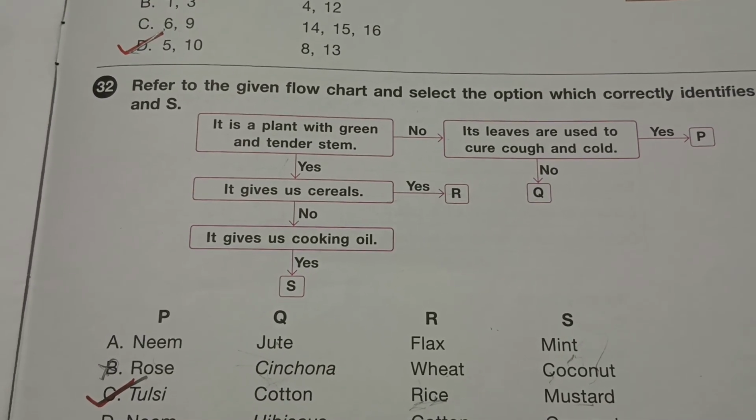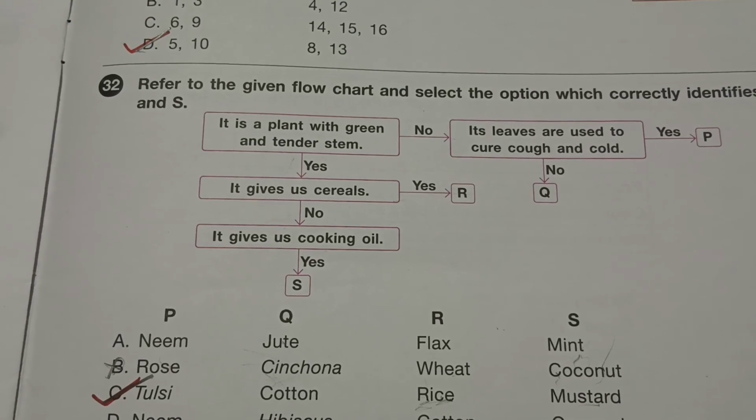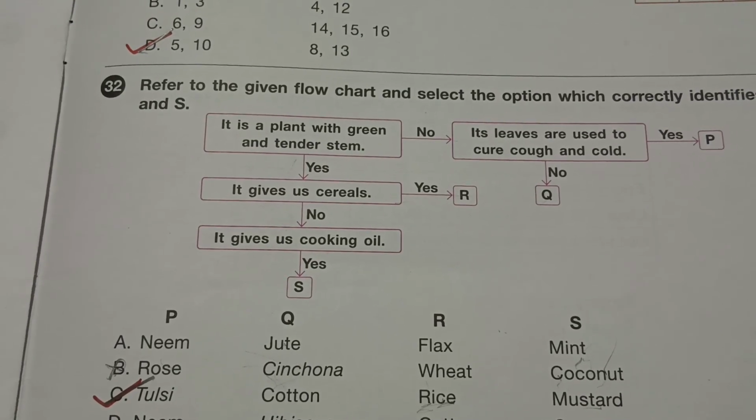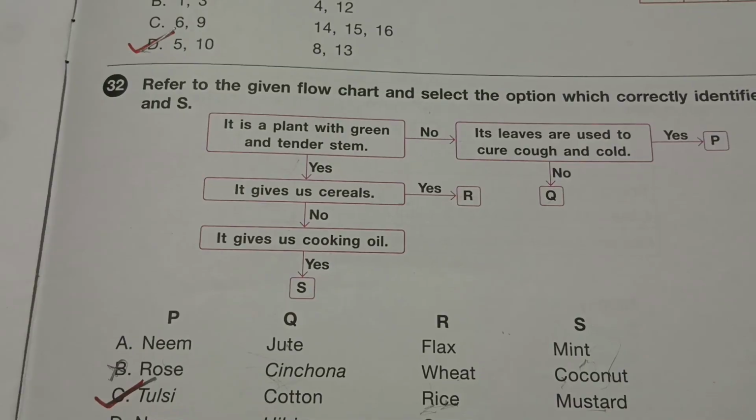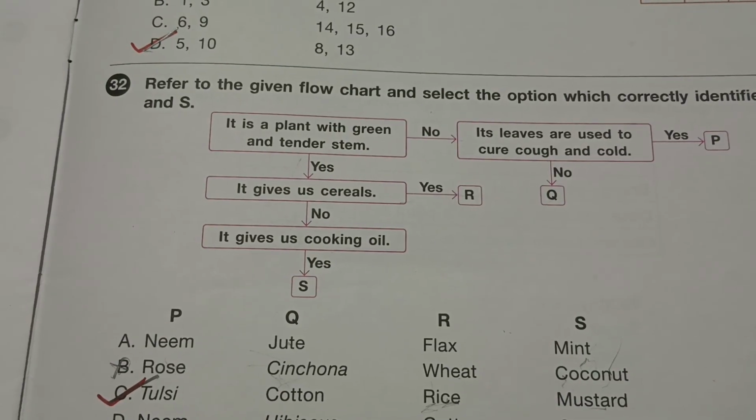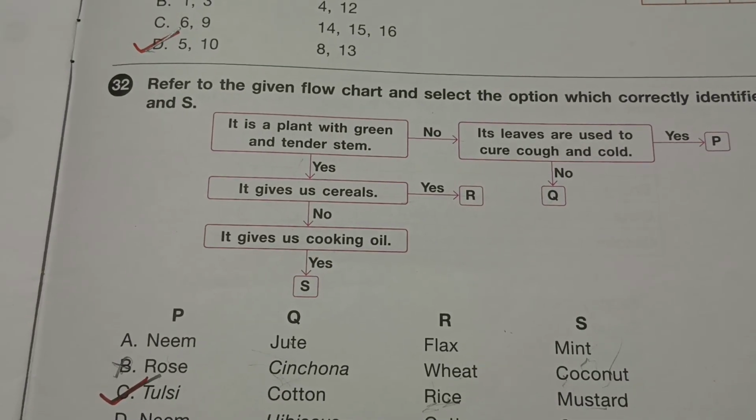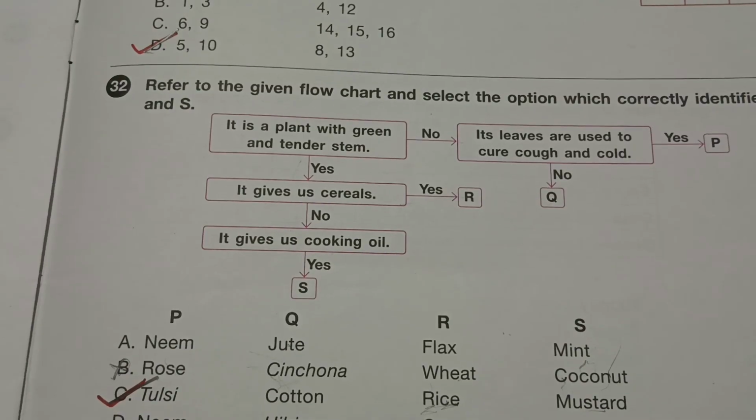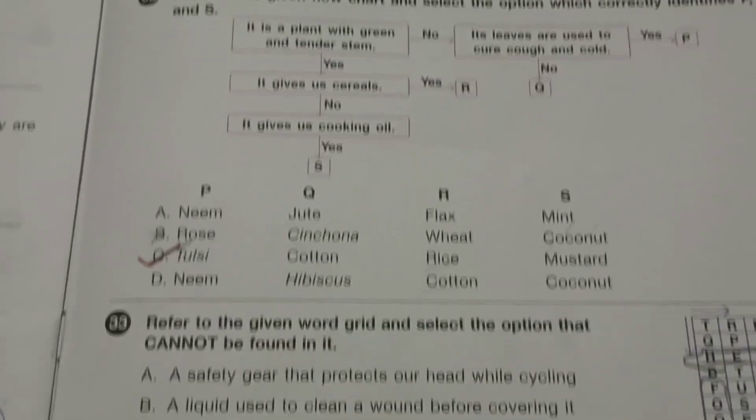Then R is a plant with green and tender stem and it gives us cereals. So it is a rice. And S is plant with green and tender stem and it gives us cereals and it gives us cooking oil. It's mustard. So option C.